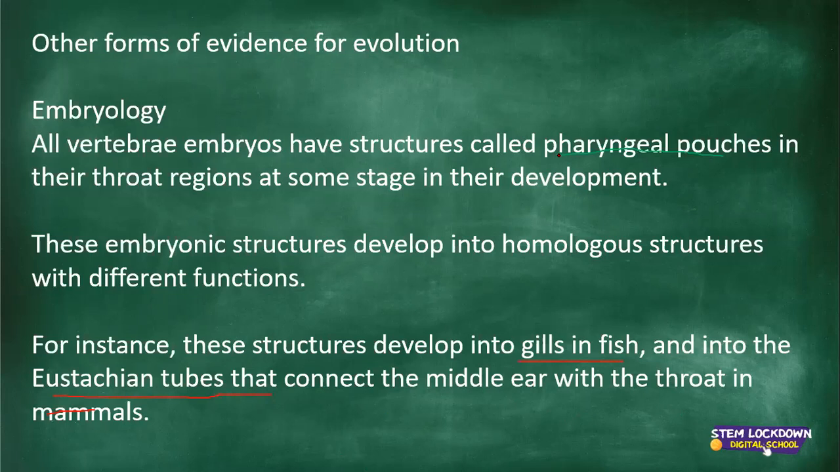From the pharyngeal pouches in embryos. Whilst they're still embryos, they all have this structure. But because of the different organisms, they would then have different structures as they develop, as they differentiate. So this is another form of evidence for evolution, which is embryology.